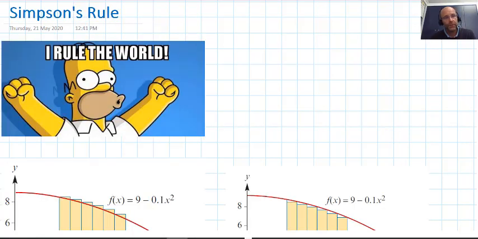Alright, so we're talking about the Simpsons. No, we're not. We're talking about Simpsons Rule, and it's actually a handy method of numerical integration.